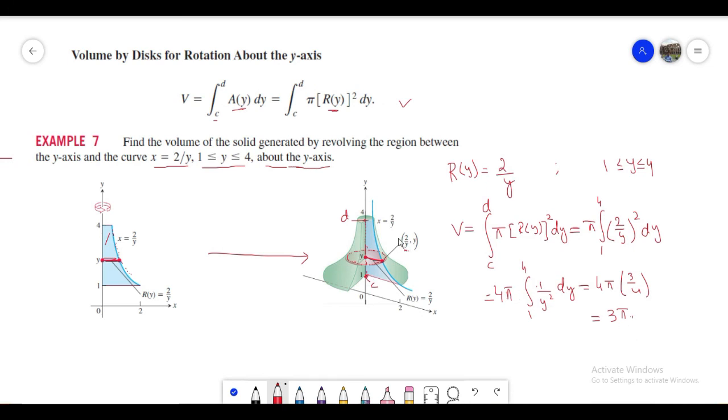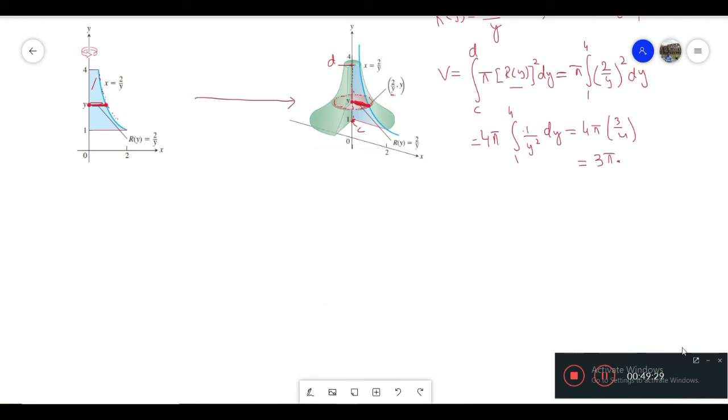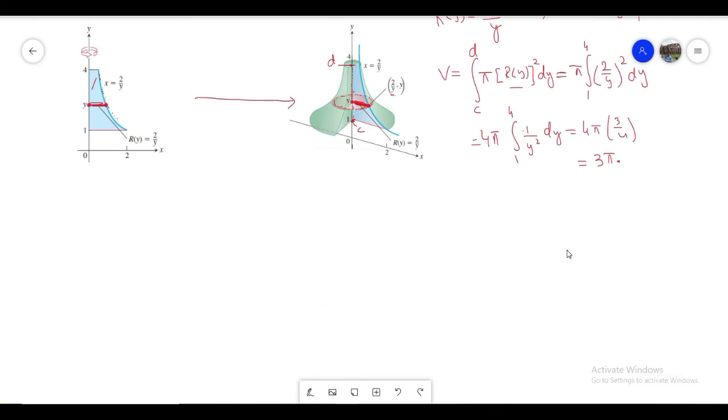So in this case this was a revolution about the y-axis, not along the x-axis. We found the area of the cross section, or you can say the radius of this disk, and substituted it into our definite integral, because we knew the limits of integration, and we solved it and found the volume of this solid. Moreover, we have finished the slicing disk method about the x-axis and about the y-axis.